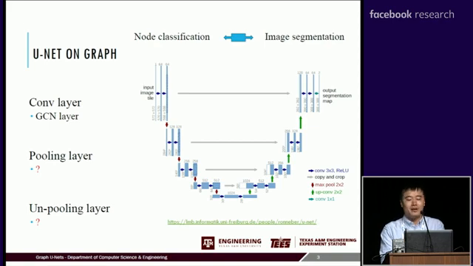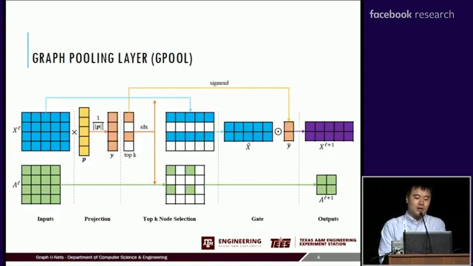U-Net is a very popular network architecture for image segmentation, so we want to define a U-Net on graph data. The key components of U-Net include the convolutional layer, pooling layer, and unpooling layer. But on graphs, we only have GCN layers, so the definition of the pooling and unpooling layers is not clear on graph data. So in this work, we propose the graph pooling layer and the graph unpooling layer, and based on them, we propose the graph U-Nets.